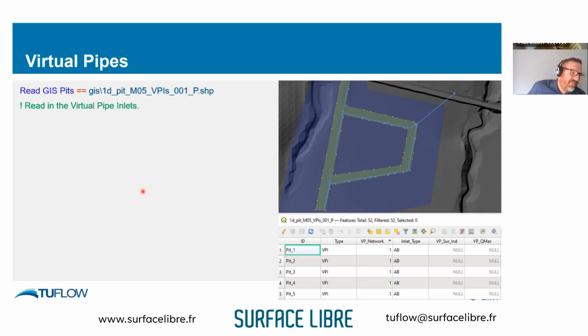In this instance, we've then got virtual pipes. So we've got some virtual pit inlets. So we've got our pipe network down the center of the road. We've got our 1D, 2D connectivity at the center of the road, and then we've got our inlets at the edge of the road. Sorry, Brenton, you got a question?